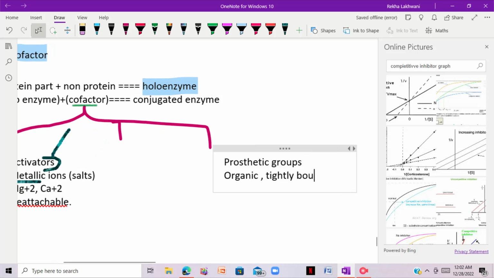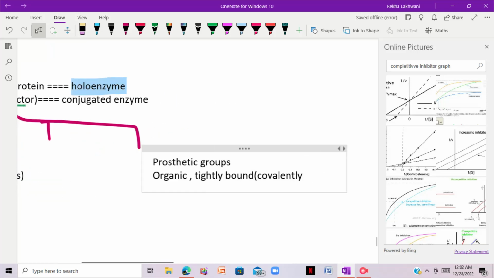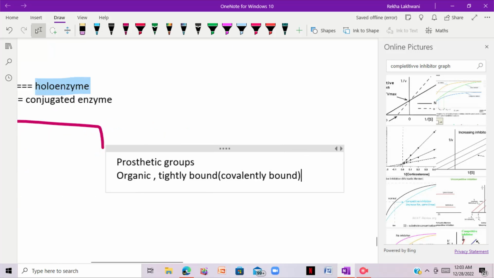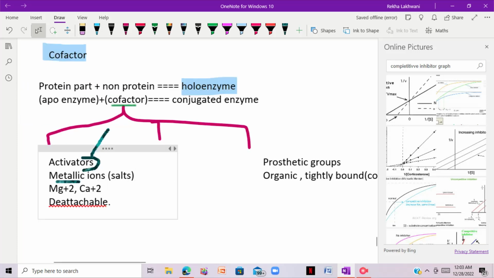Now the second is coenzyme. Basically, these coenzymes are organic molecules which are loosely attached to the enzyme.